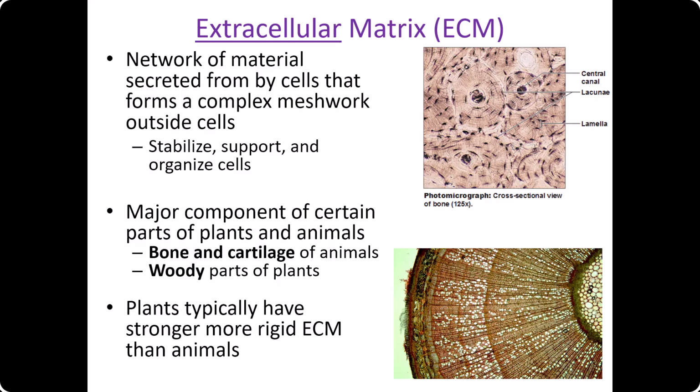In some tissues, the extracellular matrix is a really important and large component of those tissues, and in other tissues, it's not. On this slide, I've got a picture of animal bone tissue, and this bottom one is a cross section of a woody plant. Both of these have a lot of extracellular matrix, and the extracellular matrix is important to help these tissues be very rigid. Although broadly speaking, plants have a stronger and more rigid extracellular matrix than animals.